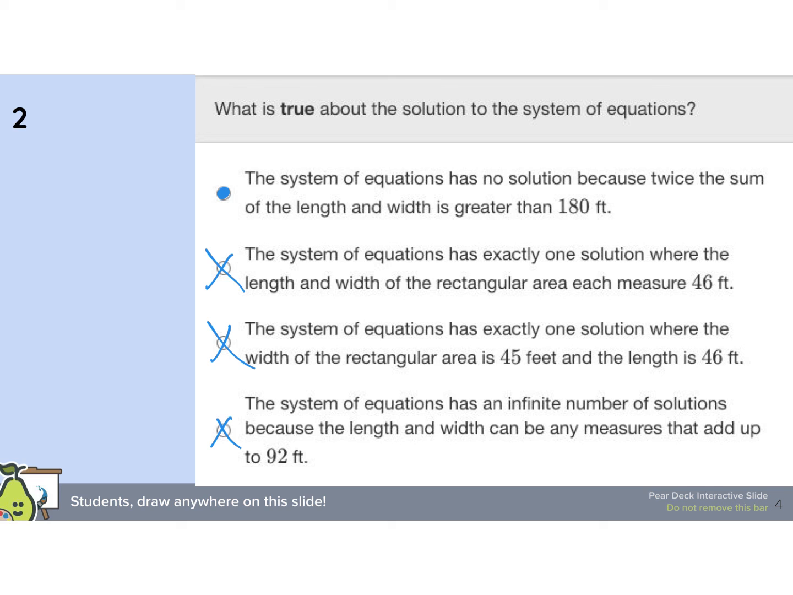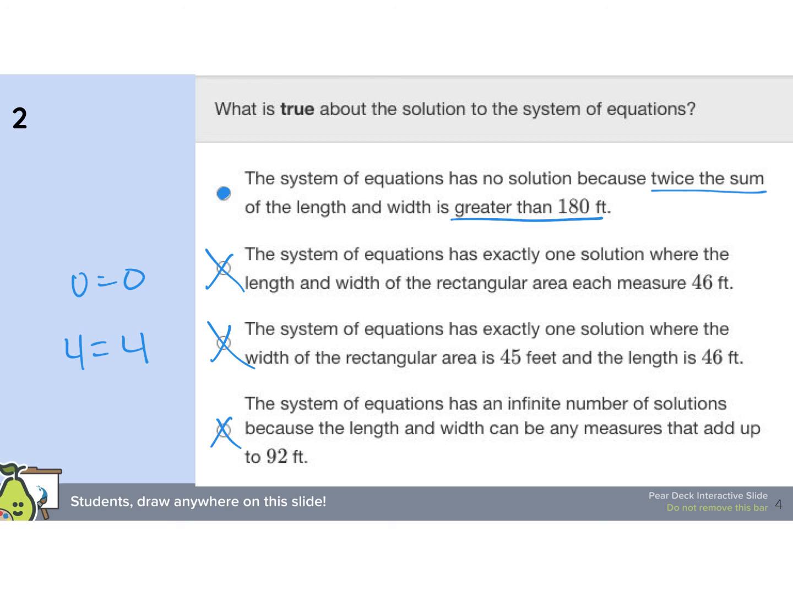It would have been infinite solutions if we had gotten 4 equals 4 or 0 equals 0, if we had gotten the same number on both sides. But since we got different numbers, that means no solution. And this is the reason why, right, we got a number greater than 180.